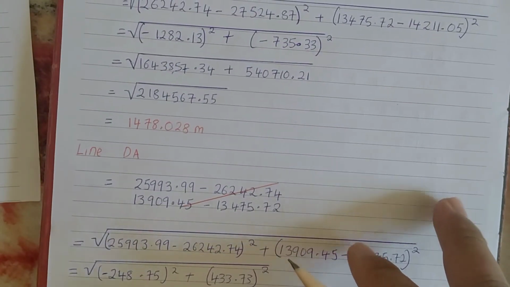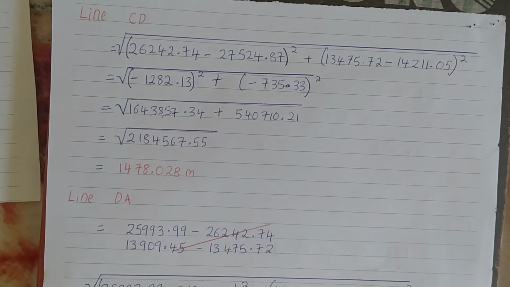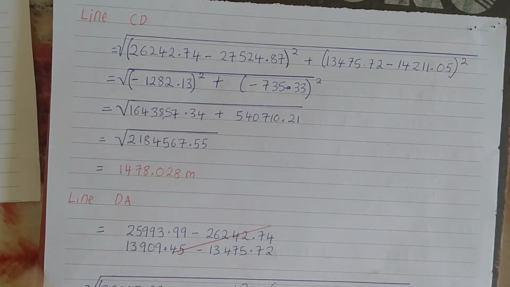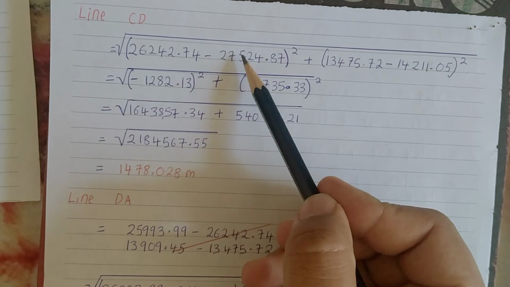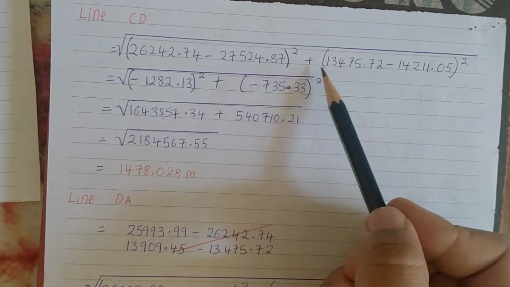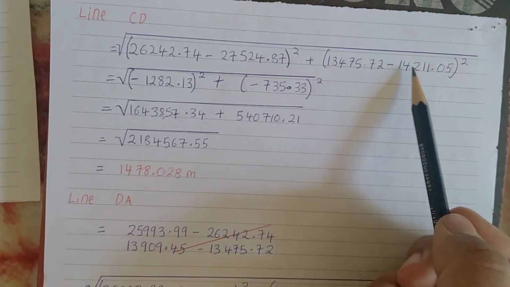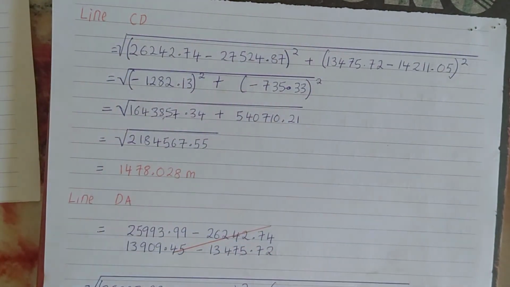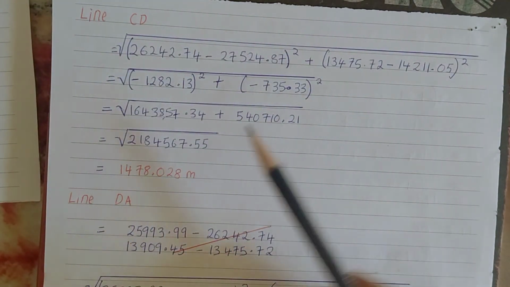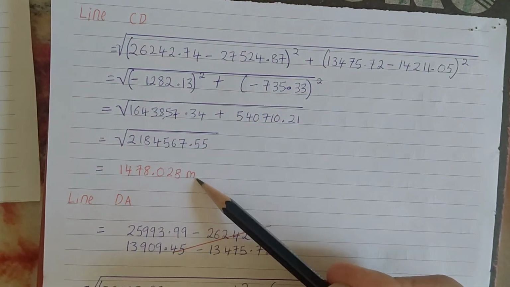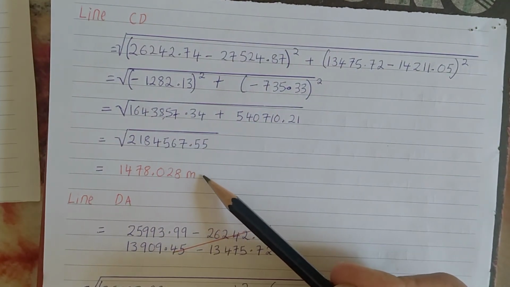Same we shall do for the line CD. So this is easting 2 minus easting 1 squared, plus northing 2 minus northing 1 squared, and then you find the square root of all the figures. So when you do that, you'll get your answer as 1478.028 meters.